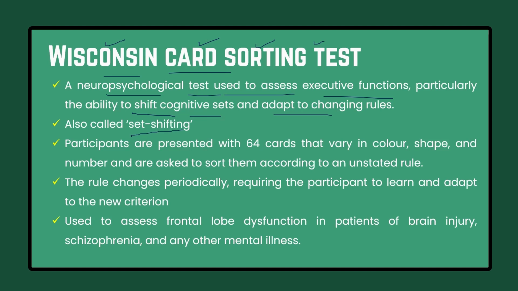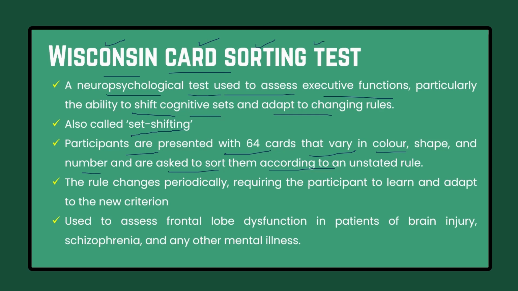There's another name for the test, that is set shifting. And what is this test checking? How well the person is able to adapt in changing situations. So what do we do here? Patients are presented with 64 cards that vary in shape, color, and number and are asked to sort them according to an unstated rule. So there are a set of 64 cards of different colors, different shapes, and different numbers, something like UNO. I hope you have played UNO at least once in your life, or at least heard about it. This is something similar. There would be cards of different color, shape, and number, and then the patient is asked to sort them.